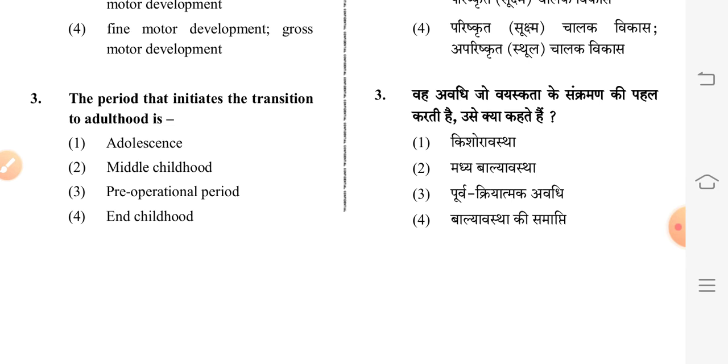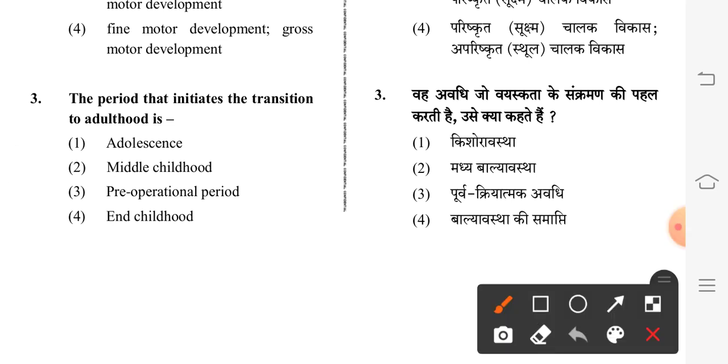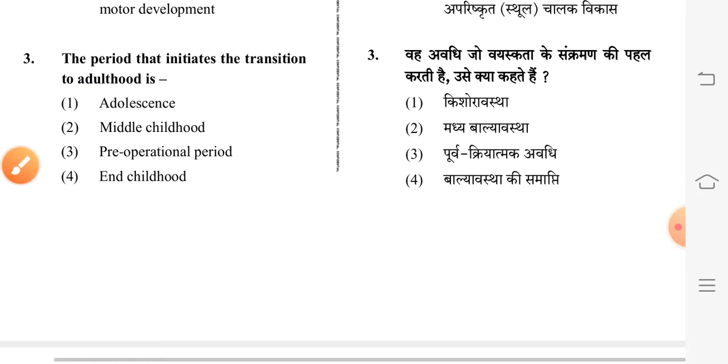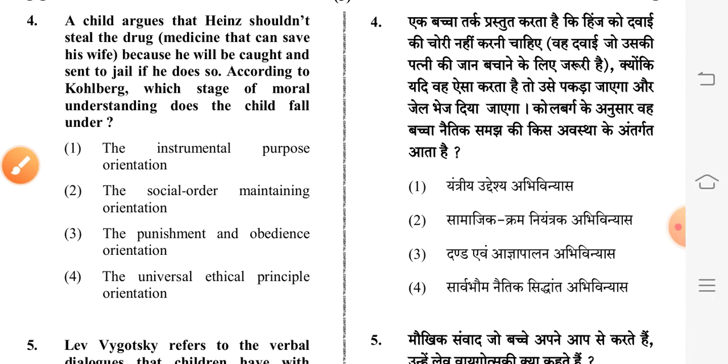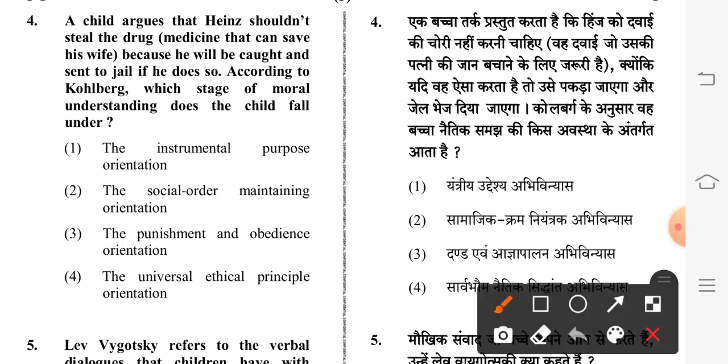Third question, the period that initiates the transition to adulthood. What is the correct option? The first option is correct, adolescence. Next question, a child argues that Heinz should not steal the medicine that can save his wife because he will be caught and sent to jail if he does so. According to Kohlberg, which stage of moral understanding does the child fall under? Correct option is the third one.